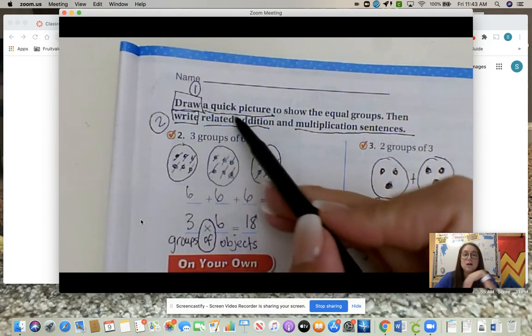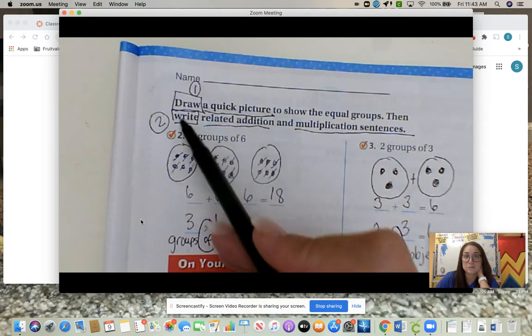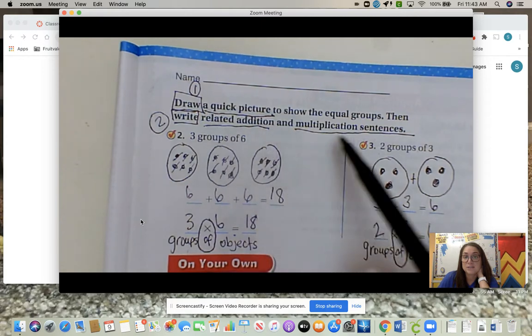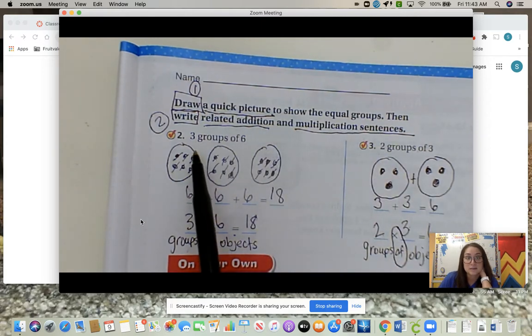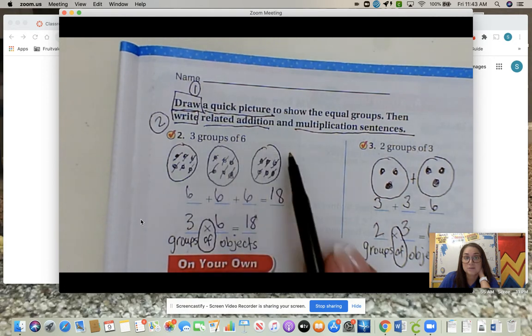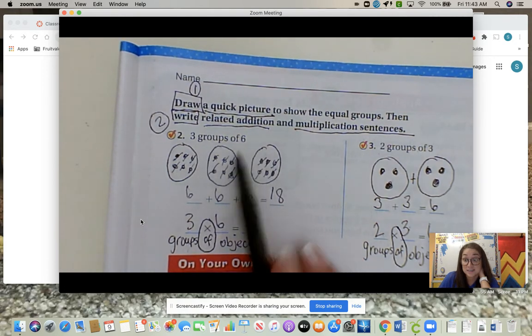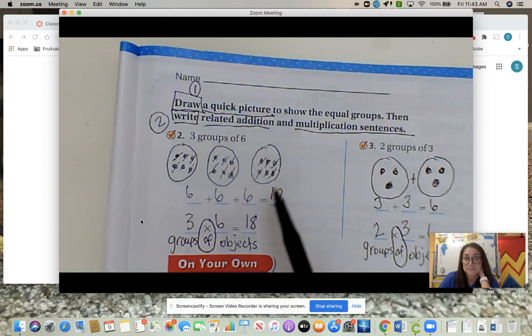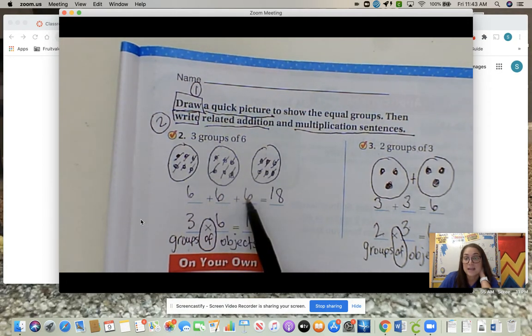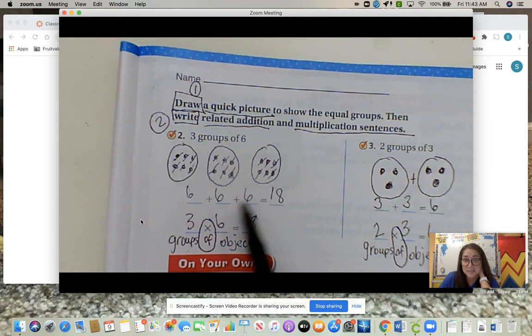Then we have draw a quick picture to show the equal groups. So that's step 1. We're going to draw a picture. Then we're going to write step 2, related addition and multiplication sentences. So I had all the students do this and they told me all of the answers. So you're supposed to draw 3 groups of 6. So we have 1, 2, 3 groups of 6 in each. So 6, 6, 6. Then you need to write the addition. Well, there's 6 in that group, 6 and 6. So now you're going to skip count or just add to get 18. 6 plus 6 plus 6 is 18.